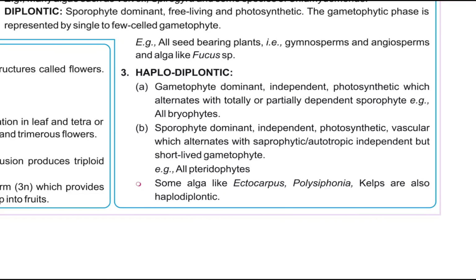Haplodiplontic: gametophyte dominant, independent, photosynthetic, which alternates with a totally or partially dependent sporophyte. Example: all bryophytes. In pteridophytes, the sporophyte is dominant, independent, photosynthetic and vascular, which alternates with short-lived but independent gametophytes. Example: all pteridophytes. Some algae like Ectocarpus, Polysiphonia and kelps are also haplodiplontic.